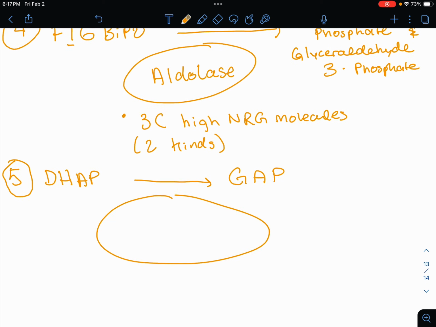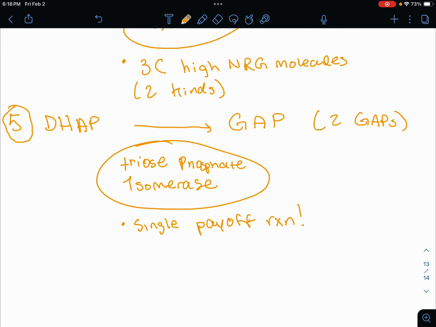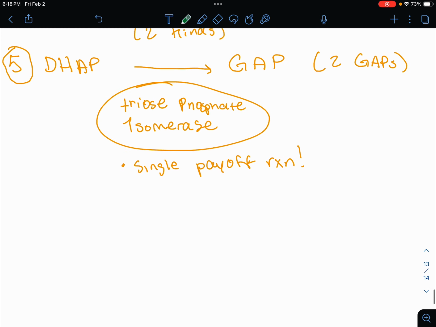We're going to be using this enzyme called the triose phosphate isomerase. Again, they're isomers of each other, DAP and GAP, so we're just going to go into the other isomer. So now we technically have 2 GAPs. One that was originally a DAP, and then one that was GAP at the start. When we get here, we're going to have a single payoff reaction. Again, we streamlined it, so we're in good hands right here. Okay, so that was the prep phase.